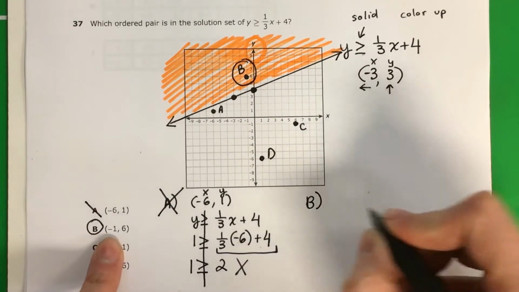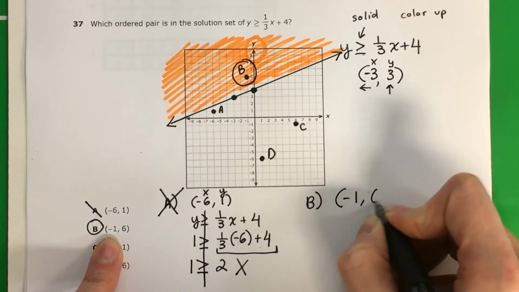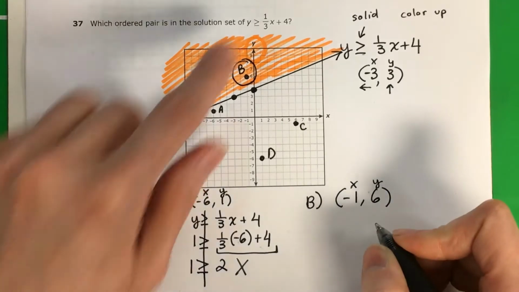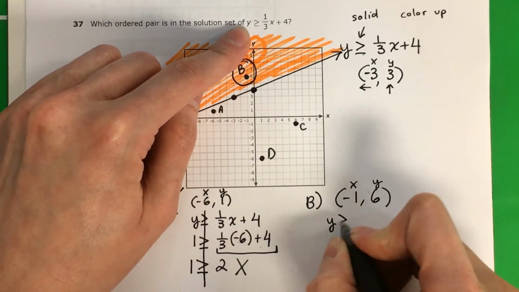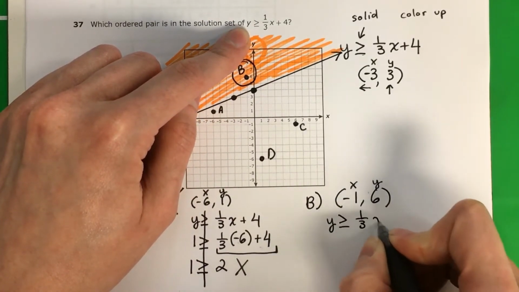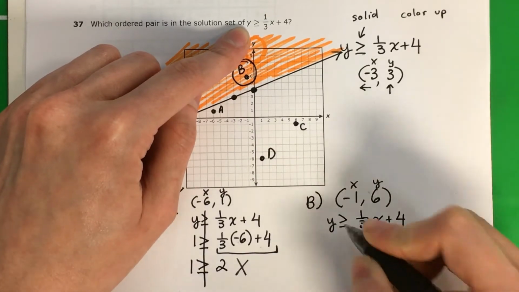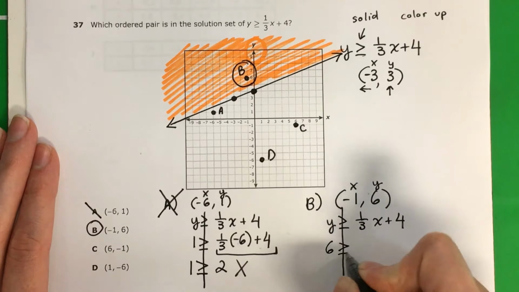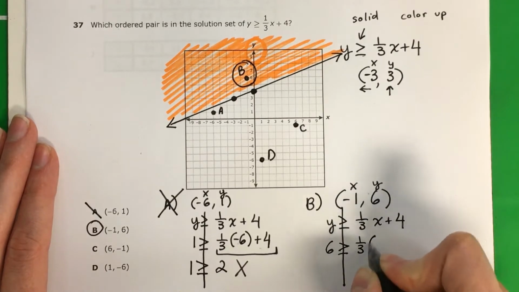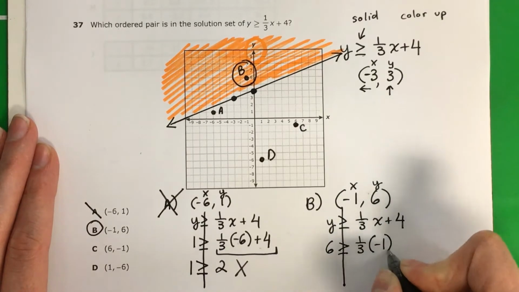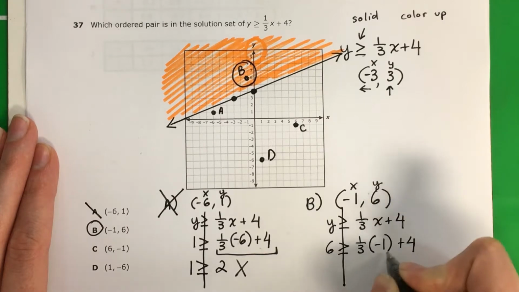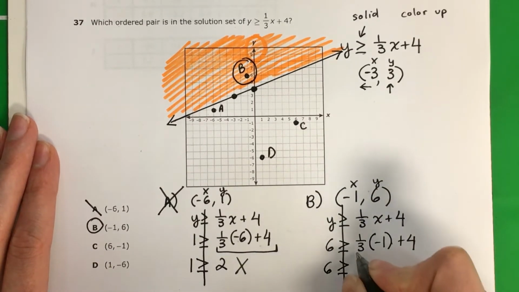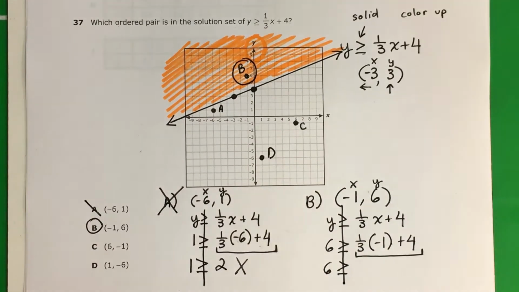B, okay, now we have negative 1, 6. Negative 1 is our X and 6 is our Y. Here's our equation. Y is greater than or equal to 1/3 X plus 4. Let's put our numbers inside. So 6 is greater than or equal to 1/3 times X is negative 1 plus 4. Remember, put the numbers in parentheses. Copy 6 is greater than or equal to. Put this all in the calculator.